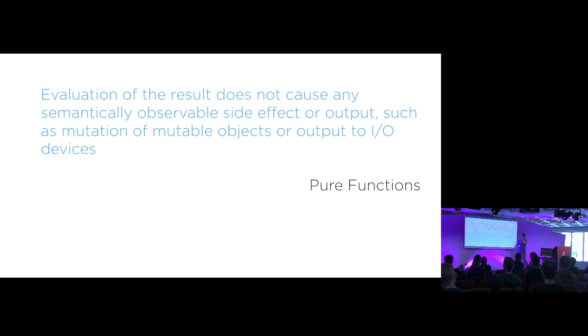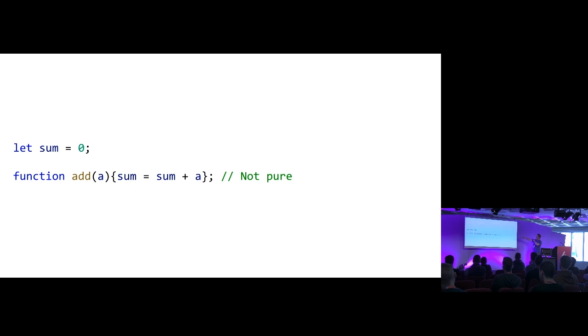Here's the second thing. The evaluation of the results does not cause any semantically observable side effect or output, such as mutations of mutable objects or output to I/O devices. A pure function can't change anything else. And that's important, and here's why. Well, hold on. How many of you have had to sum things before, right? I'm doing something outside, not a pure function.